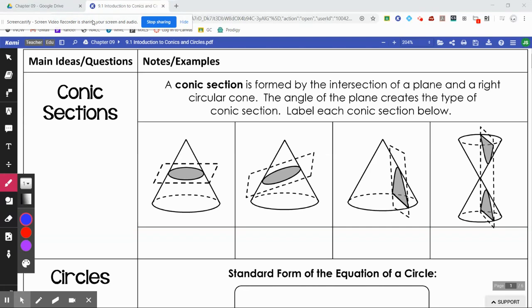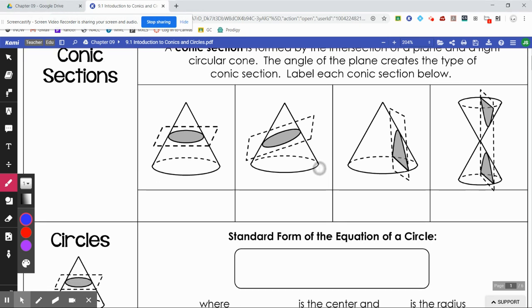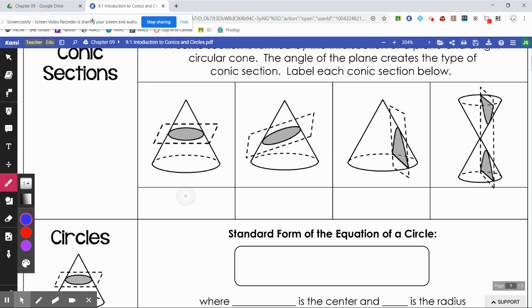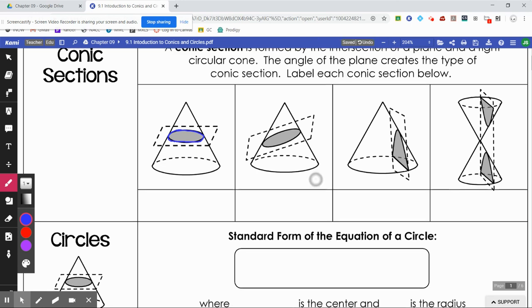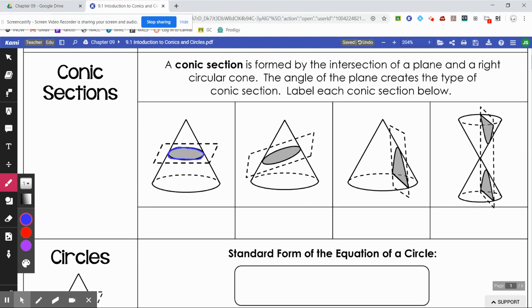Okay, in this section, we're going to start talking about conic sections. And a conic section, by definition, is formed by the intersection of a plane and a right circular cone. So you can see the cones down here. If you look at just the outside, imagine that cone is hollowed out. Just the outside, that is your conic section. The angle of the plane creates different types of these conic sections.